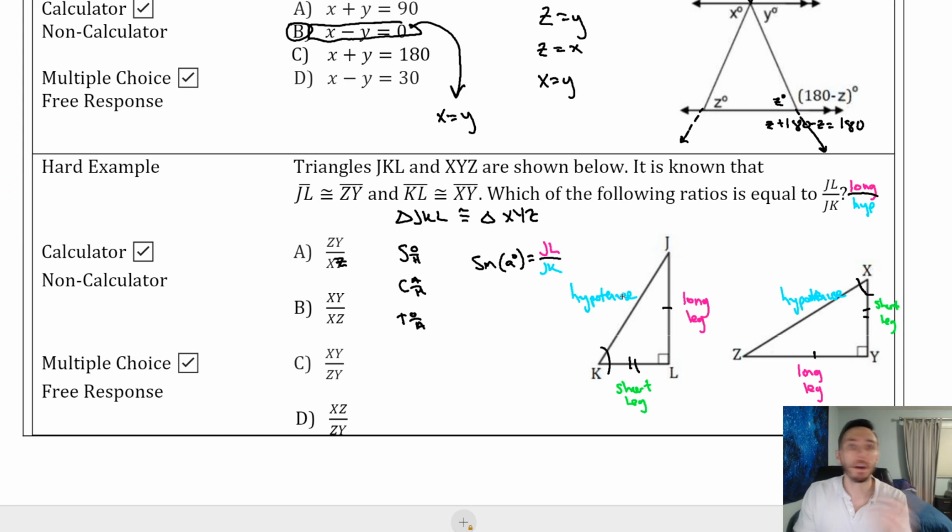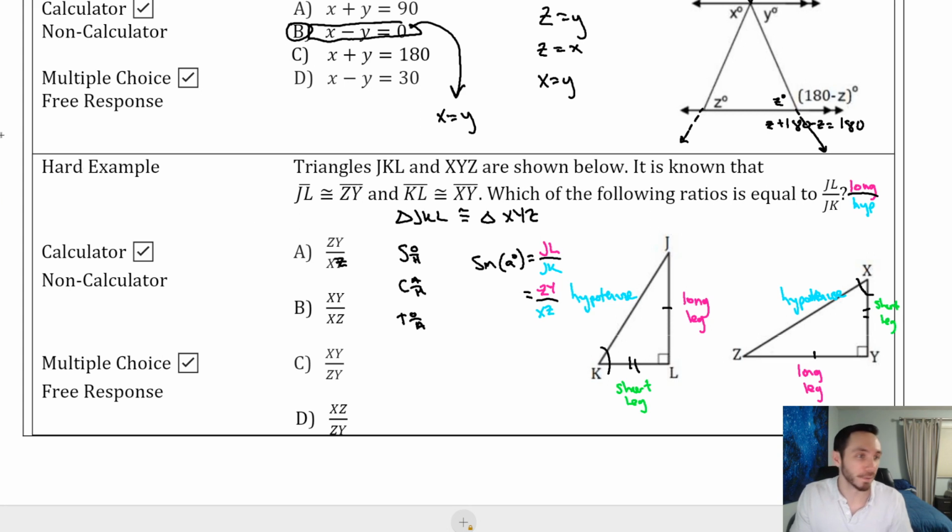So what about on the other triangle? How can I come up with this same exact ratio on the other triangle? Well, I'm going to be looking at angle X instead because those are congruent. So same story. This is also equal to, since they're the same angles, opposite over hypotenuse. Opposite is ZY, here in pink, over hypotenuse. It's going to be XZ.